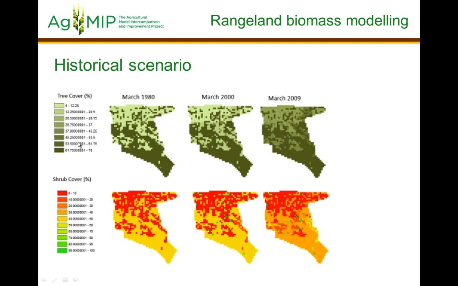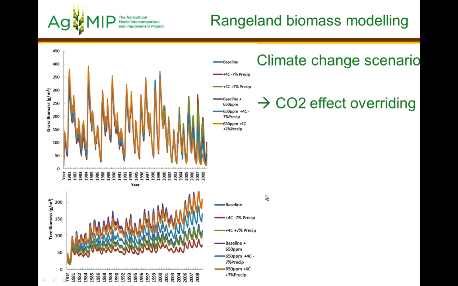That increase is also reflected in a change in the cover of the woody layers, in the trees and in the shrubs. So over time, from the 1980s to 2009, tree and shrub cover increases. These are then the results of the climate change scenarios, and you see here that, again, for the grasses, we mostly have year-to-year variations, and only at the end of the simulations after 30 years can we distinguish some differences between the different climate scenarios.